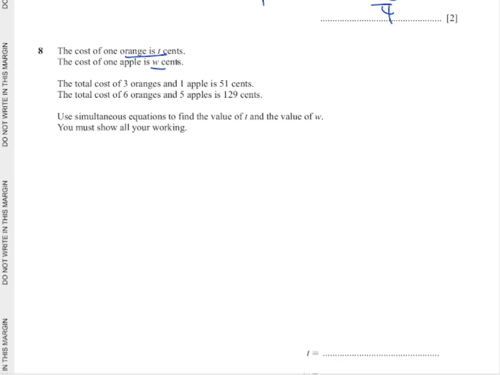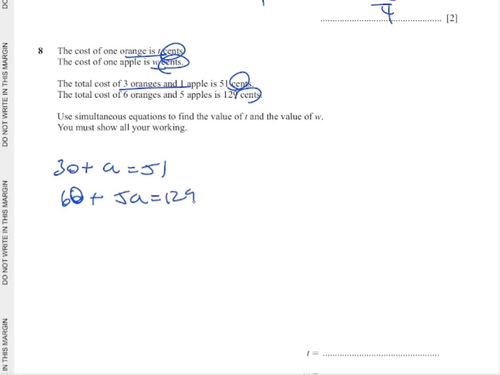So when doing these kinds of questions, you first have to look at the units. It's all in cents, so it's fine. Now we set up the simultaneous equations. 3O for orange plus A for apple equals 51. 6O for orange plus 5A for apples equals 129.